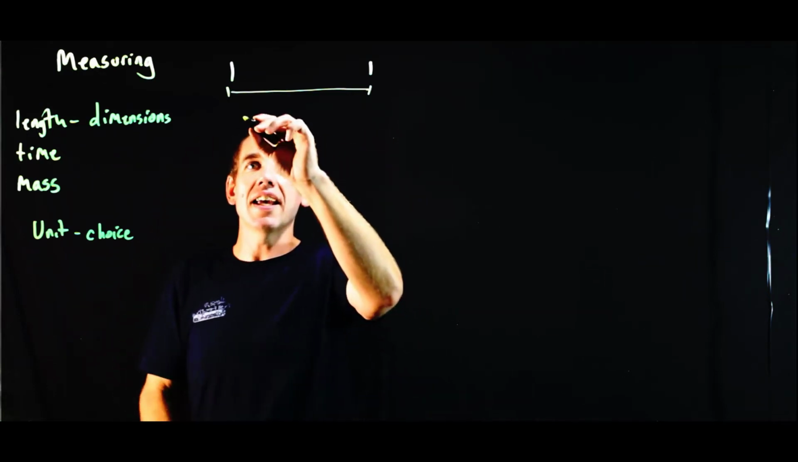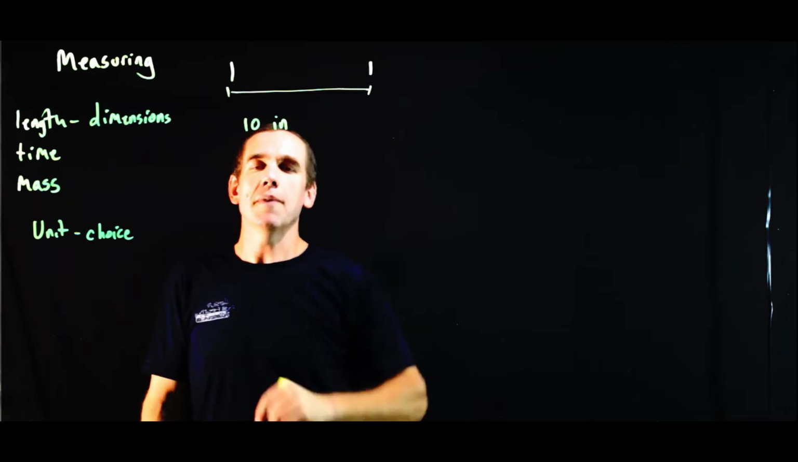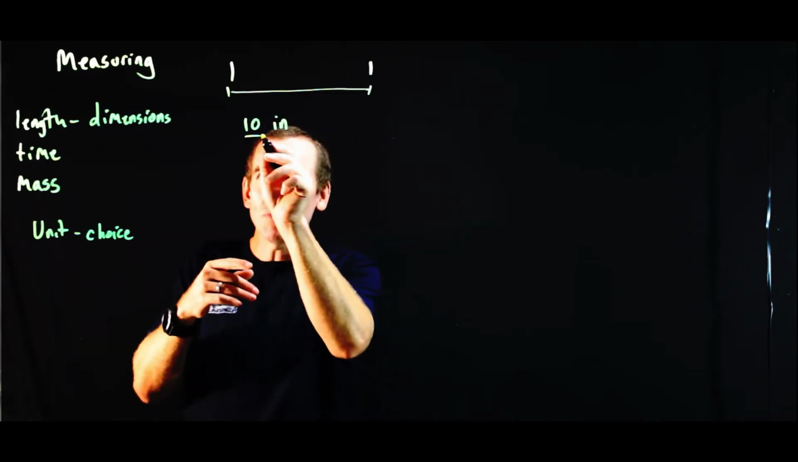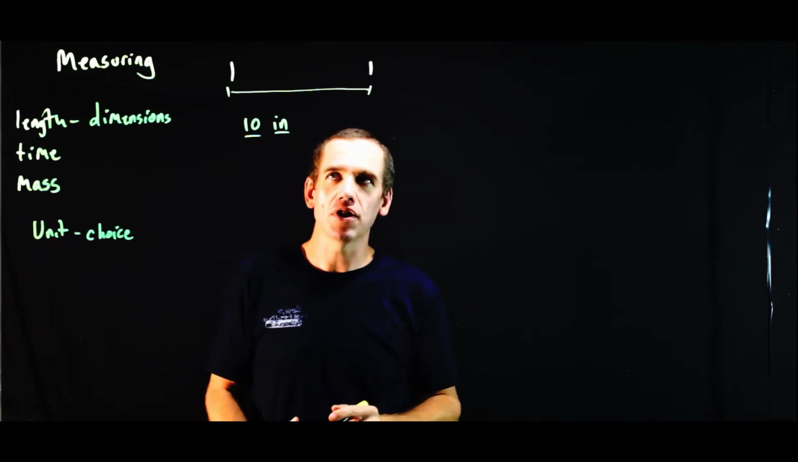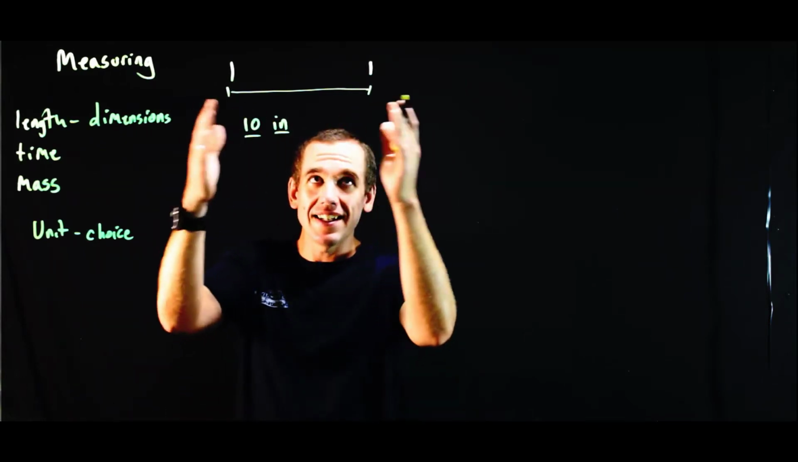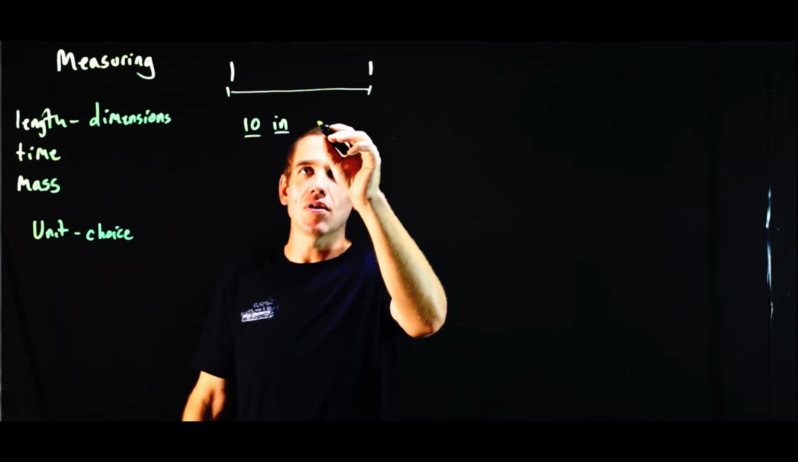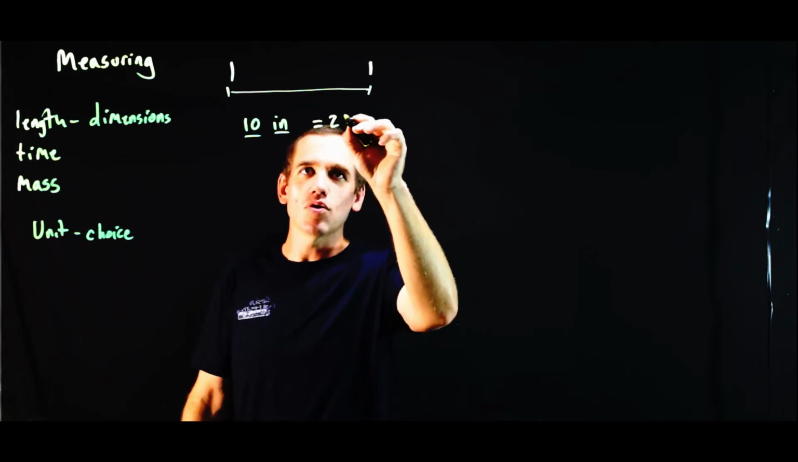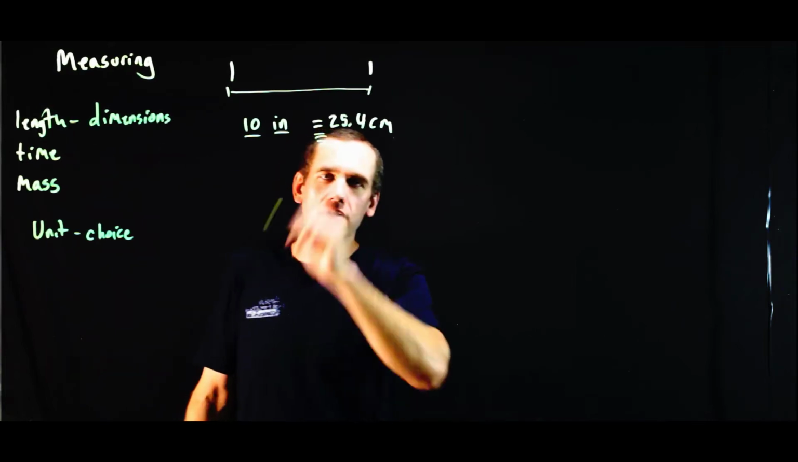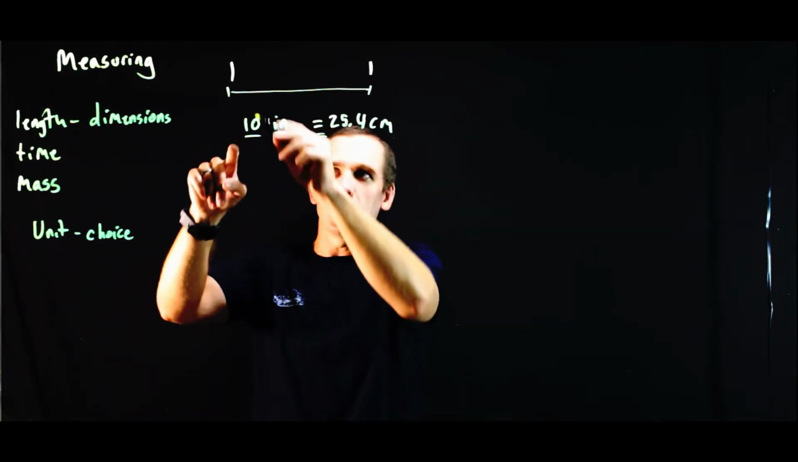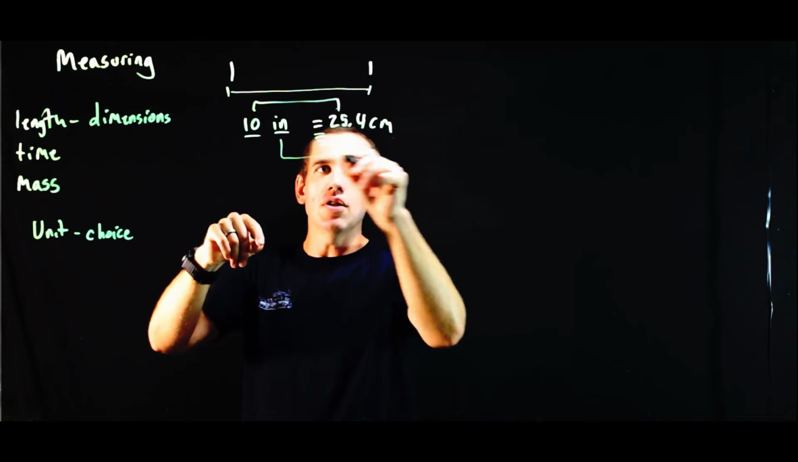So let's say that that's 10 inches. Okay. Well, that number is only there because I picked that unit. If I had picked a different unit, say centimeters, that distance didn't change, so 10 inches, it turns out, is the exact same thing as 25.4 centimeters. Now this equality here is an interesting thing. You'll notice the number doesn't match. You'll notice the unit doesn't match, right?